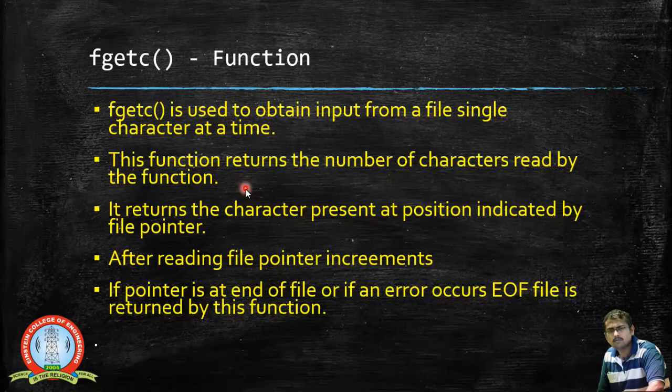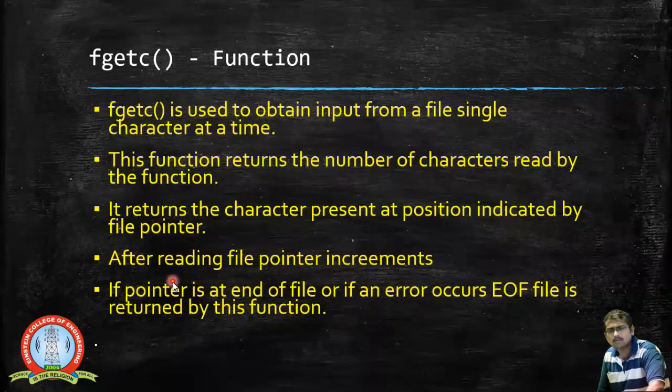And one more thing: when you are using the getc or fgetc function, it returns the character where the file pointer is actually pointing. Initially, once you open the file, the file pointer is at the beginning of the file, and once you read a character using getc or fgetc, on success the file pointer automatically increments. The file pointer increments once the reading operation is performed by getc or fgetc.